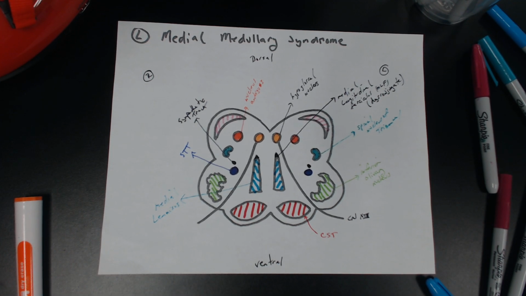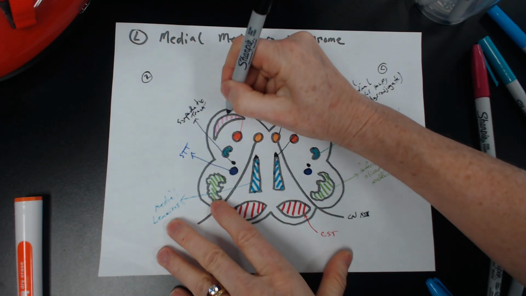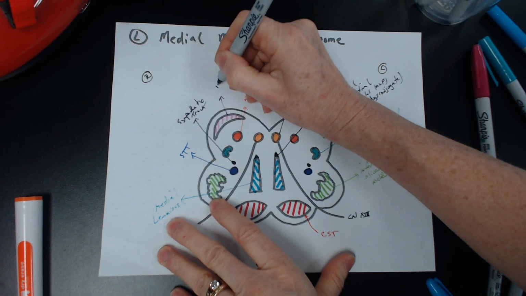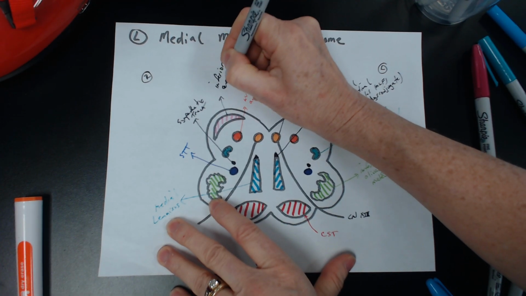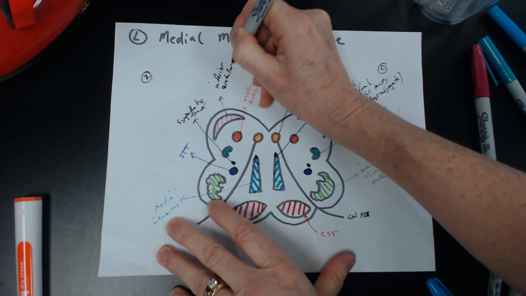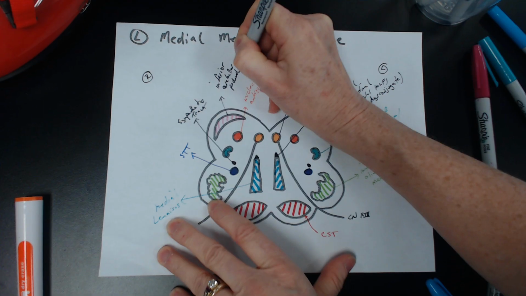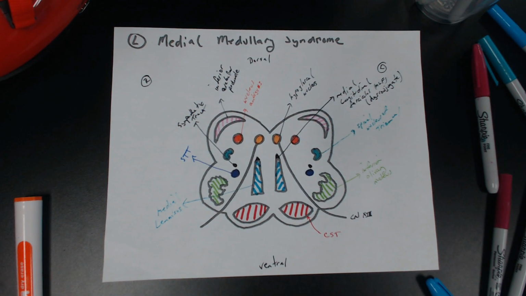Remember, your inferior cerebellar peduncle is the main peduncle where all that afferent information coming into the cerebellum comes in. So this is going to be your inferior cerebellar peduncle.